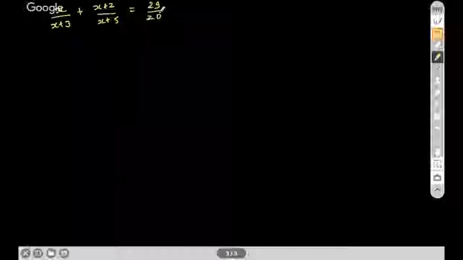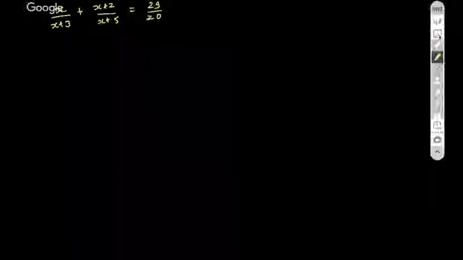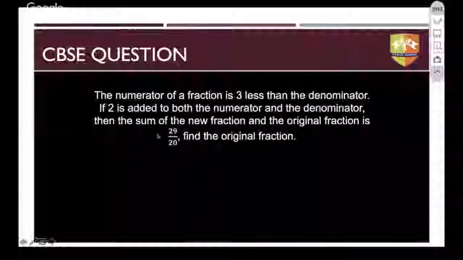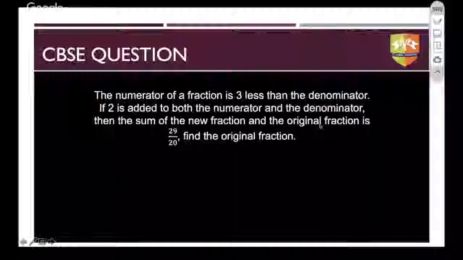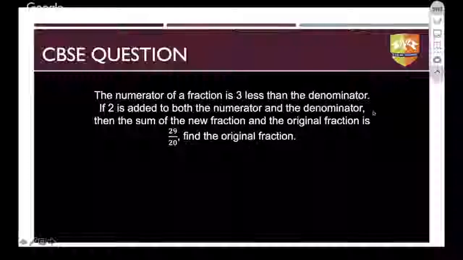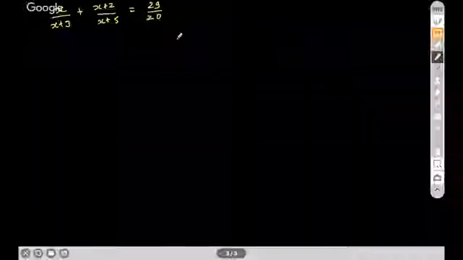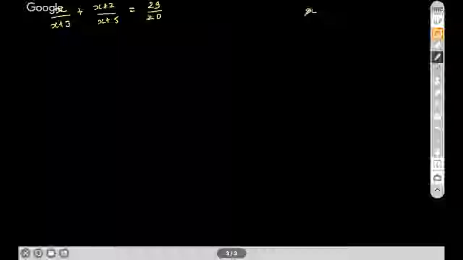Please read the question at least 2 times to make sure that you do not misread it. The numerator of a fraction is 3 less than the denominator, so x upon x plus 3, and 2 is added to both the numerator and the denominator. Then the sum of the new fraction and the original fraction is 29 upon 20, and you have to find the original fraction. So basically, you have to find x upon x plus 3. Clearly, this is not a quadratic equation in this form, but it can be reduced to one.